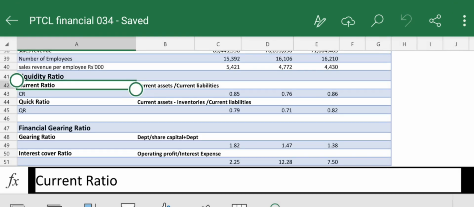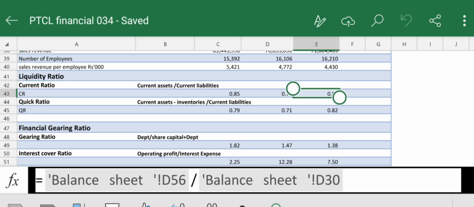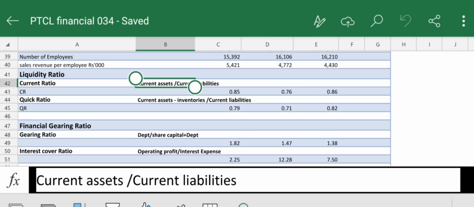In liquidity ratios, firstly we discuss the current ratio. The formula is current assets divided by current liabilities. Current assets and current liabilities both come from the balance sheet. In 2020, the current ratio of PTCL is 0.86 times, in 2021 0.76 times, and in 2022 0.85 times.